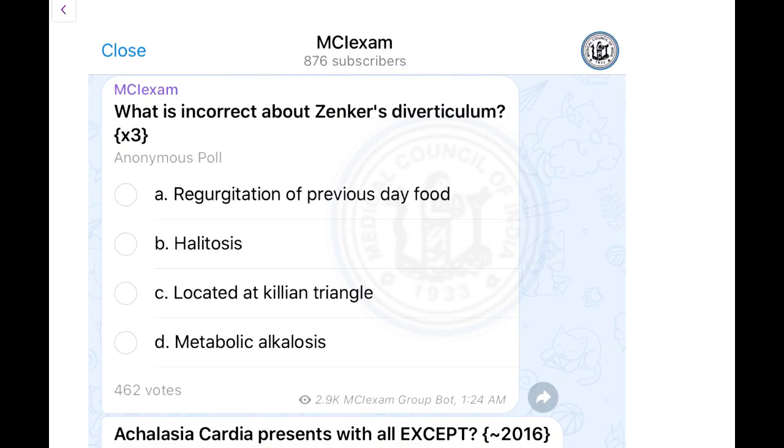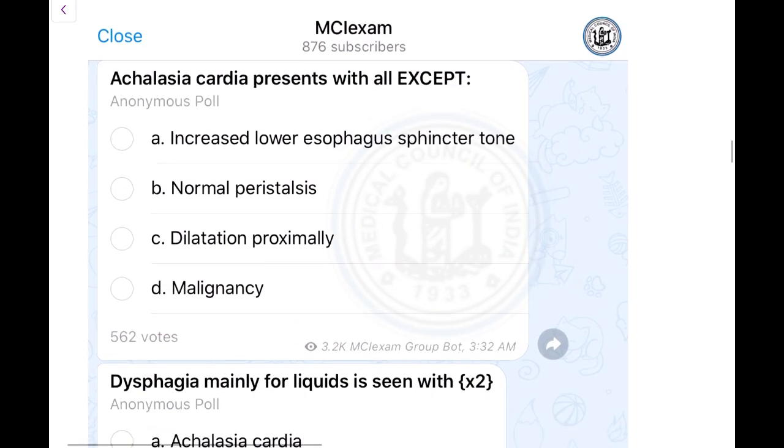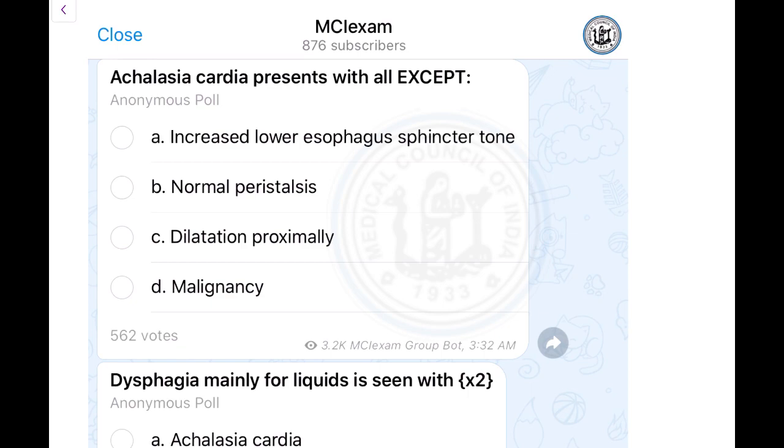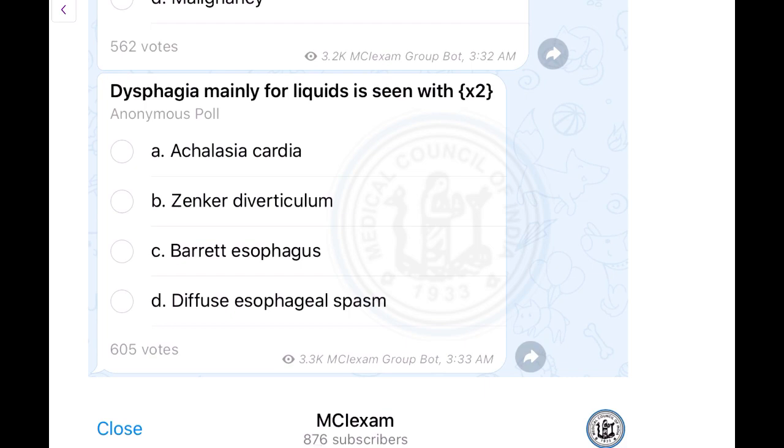What is incorrect about Zenker's diverticulum? Metabolic alkalosis. Achalasia cardia presents with all except corkscrew esophagus. Achalasia cardia presents with all except normal peristalsis. Dysphagia mainly for liquids is seen with achalasia cardia.